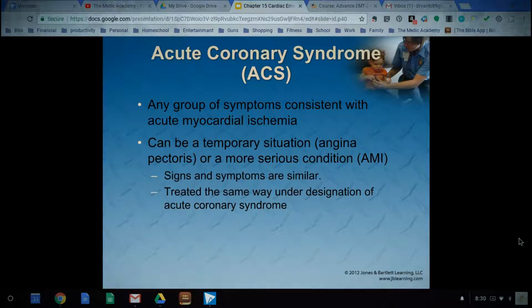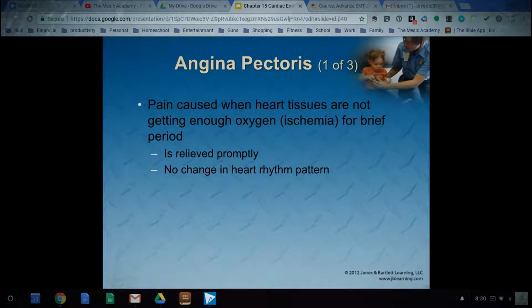So we're treating it based on these signs and symptoms that we see. And a lot of times, the signs and symptoms that we see are very, very similar between the two. Now, angina pectoris is literally translated as pain in the chest. This pain is caused when the heart tissues are not getting enough oxygen for only a brief period of time.